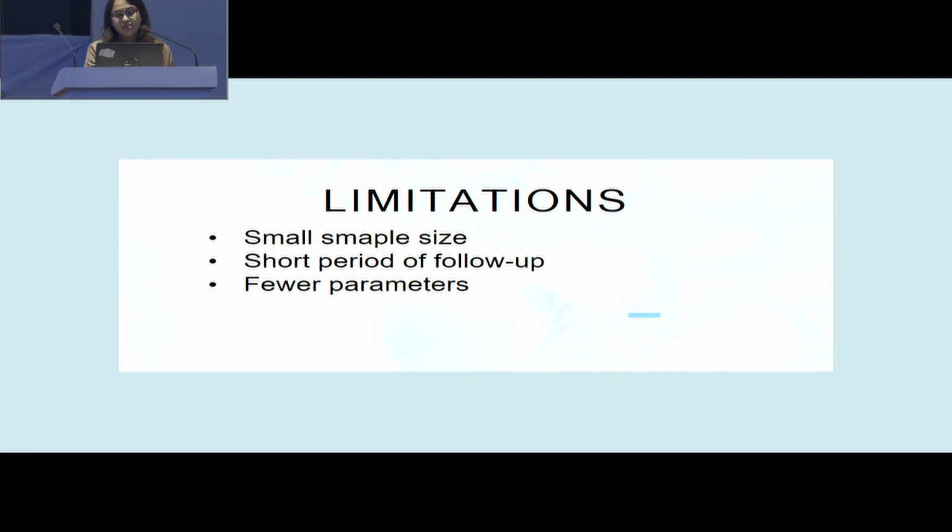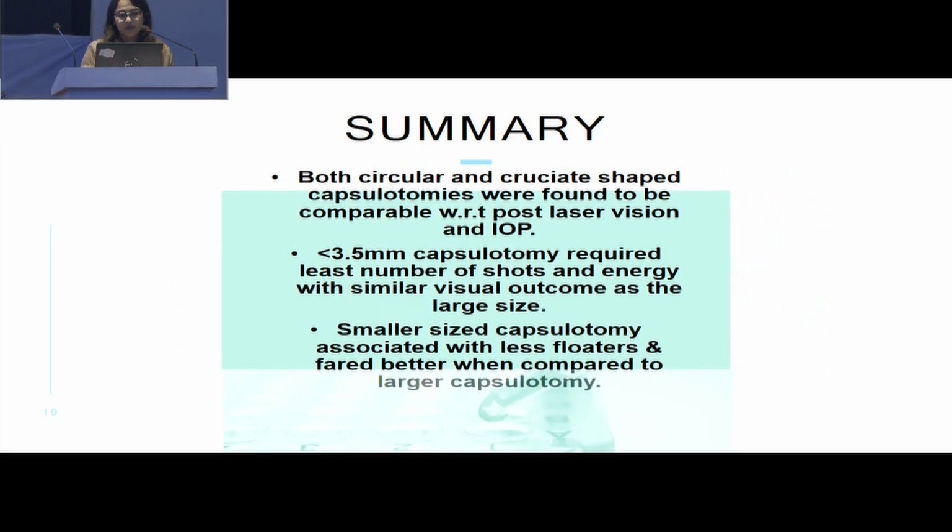The limitations of our study were obviously a small sample size, a short period of follow-up, and fewer parameters, as a result of which larger sample sizes are required for better conclusions.